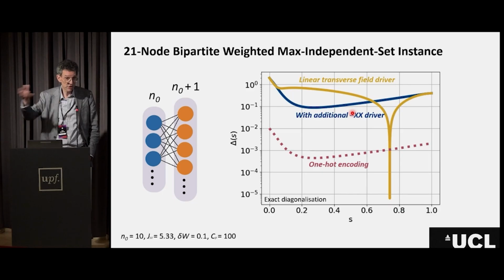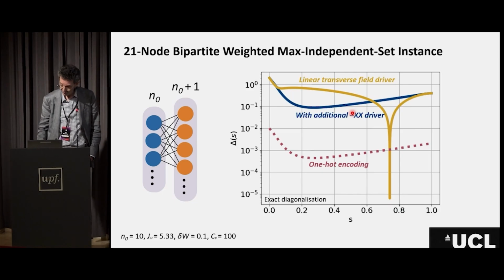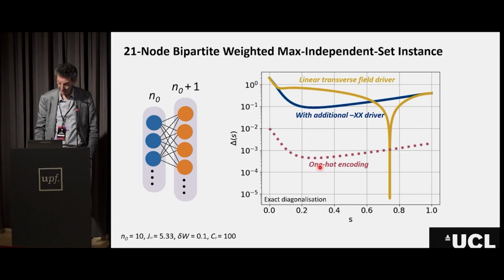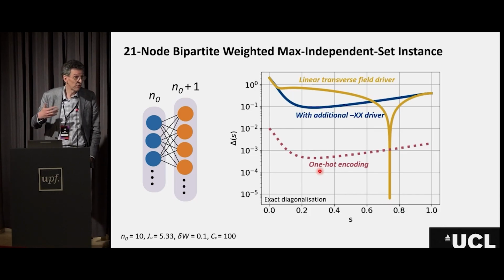So if you assume you can just take an XX driver off the shelf, that rather successfully eliminates this gap minimum here. With our one-hot encoding, we take a hit overall with the scaling of the gap energy, but we have eliminated this gap, and in fact, everything scales just linearly by comparison with the XX driver. So it looks like the one-hot encoding is working, with the proviso, of course, that you take a hit overall.